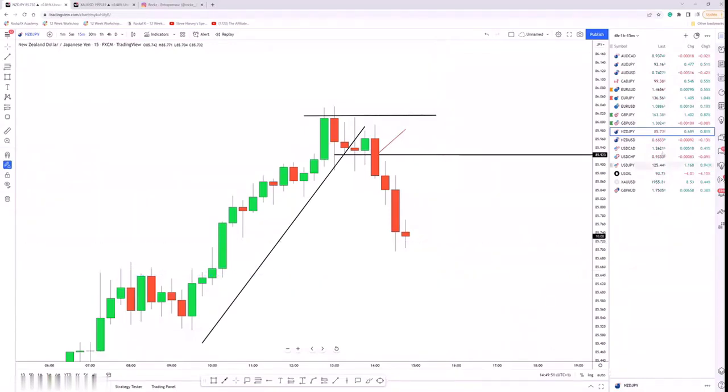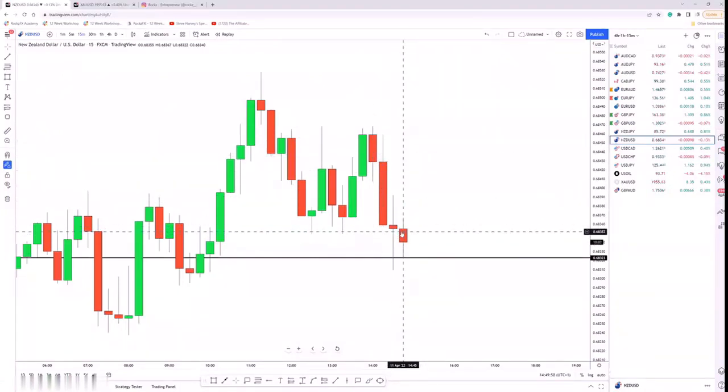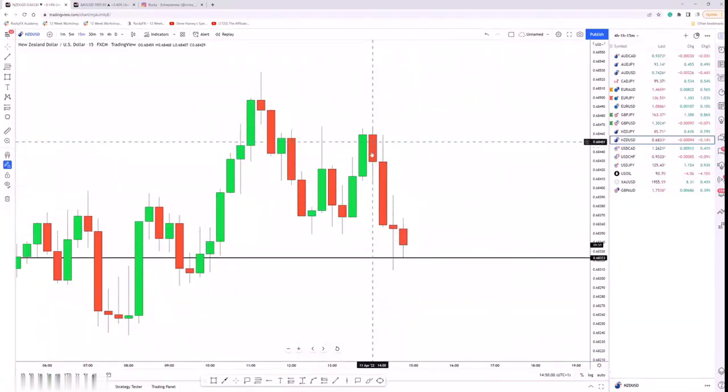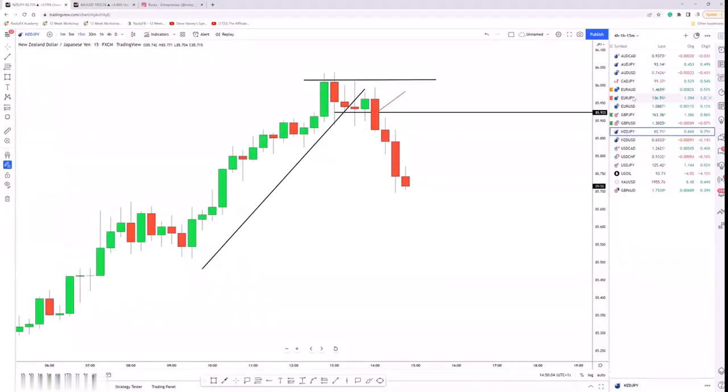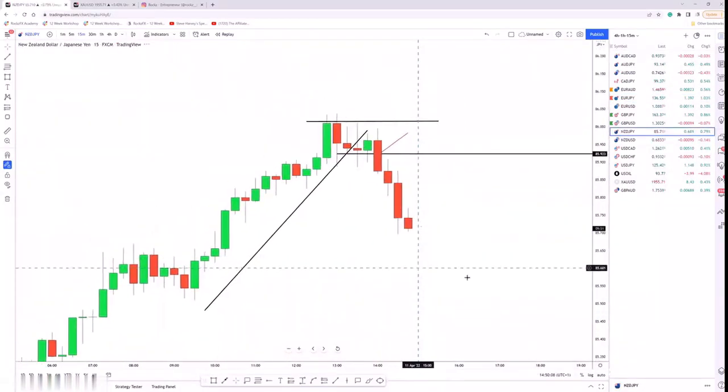If we take a look at New Zealand dollar USD, are we seeing a similar sentiment where price is pushing bearish? Yes. Okay, so that could mean what? New Zealand dollar weakness or yen strength? Let's take a look at euro yen. Is yen going down? Absolutely, at the same time. So now what do we do here?